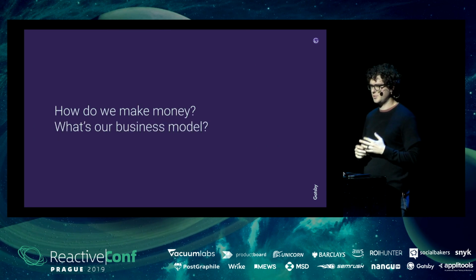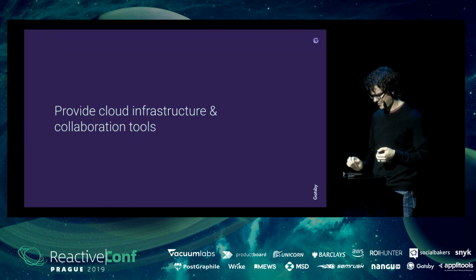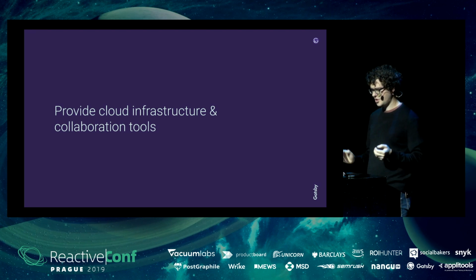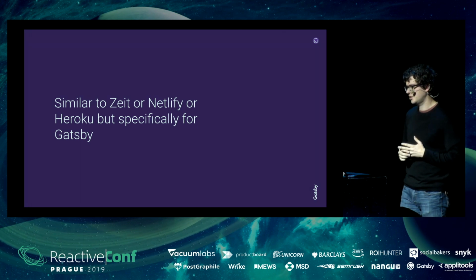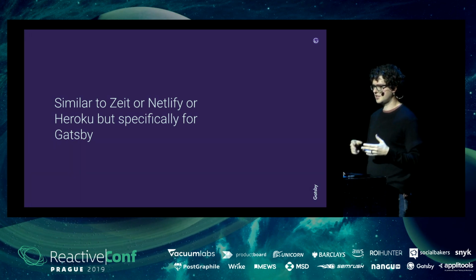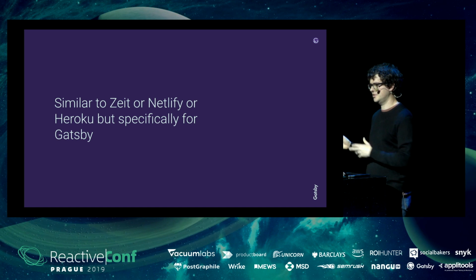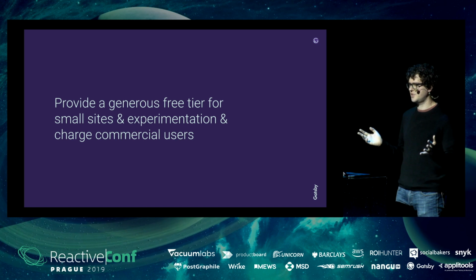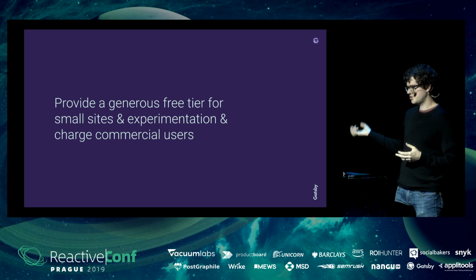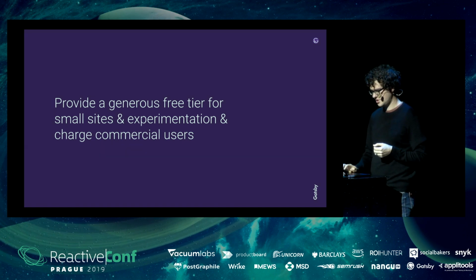So a common question we get asked is, okay, your business, how does that actually work? How do you make money? What's your business model? The answer is basically cloud infrastructure and collaboration tools. This is very similar in a lot of ways to Netlify, Heroku, AWS, and other cloud technology providers, but specifically for Gatsby. We're in the process of launching, but we'll have a generous free tier for everyone to use for experimentation and small sites, and then charge commercial users as they scale up their usage of the cloud tools.